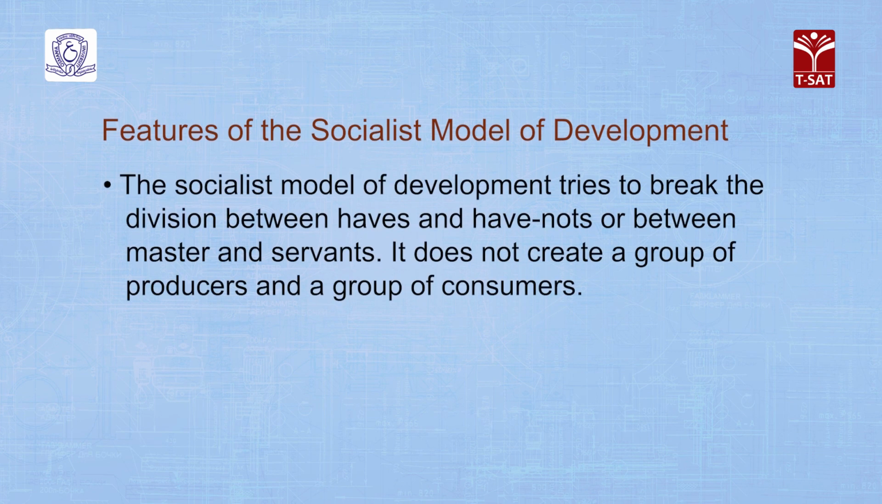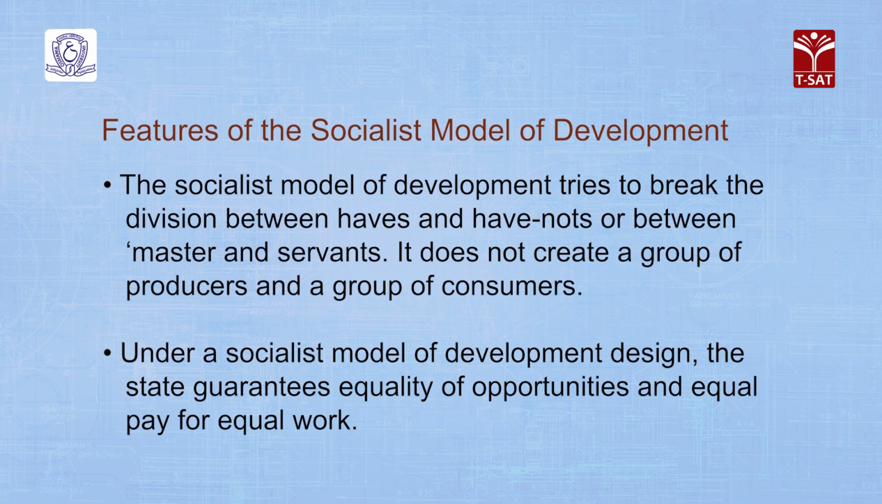The socialist model of development tries to break the division between haves and have-nots or between masters and servants. It does not create a group of producers and a group of consumers. Under a socialist model of development design, the state guarantees equality of opportunities and equal pay for equal work.